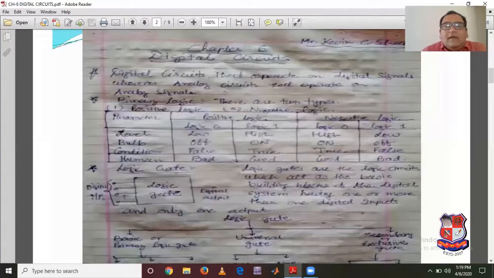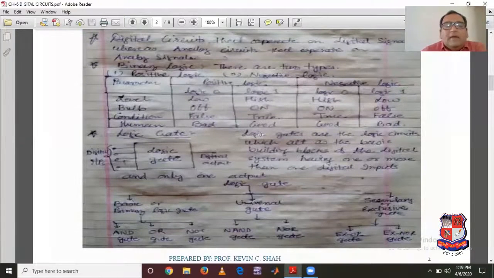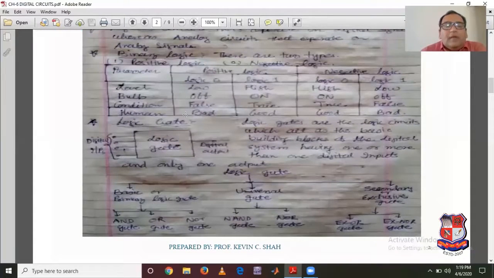So this is just an introduction to digital circuits: positive logic is used in digital circuits. Now, what is there actually in digital circuits? Normally in a digital circuit, the main block is a logic gate, and this is our main topic, logic gate. A logic gate is nothing but a block of circuit where there are one or more digital inputs. Now listen carefully.